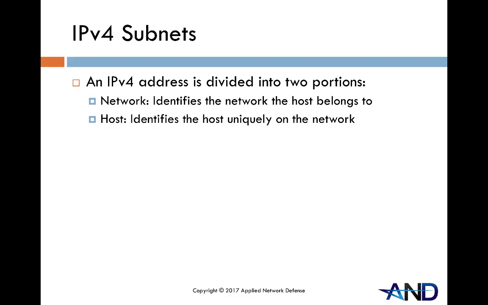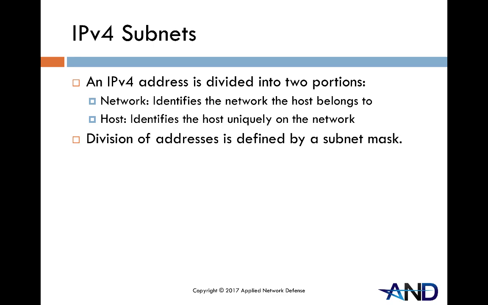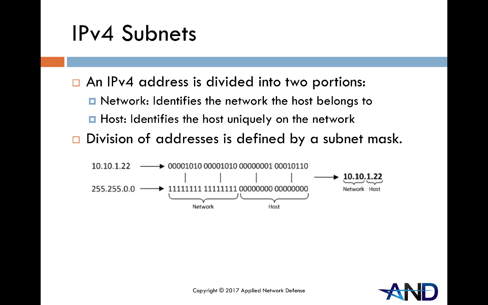So subnets are a really good thing. Now, the division of addresses is defined by what we call a subnet mask, and I have an example of that displayed on the screen here. You see at the right, we have an IP address 10.10.1.22, and it's divided into two sections. We have a network section and a host section, and we define that based upon a mask.